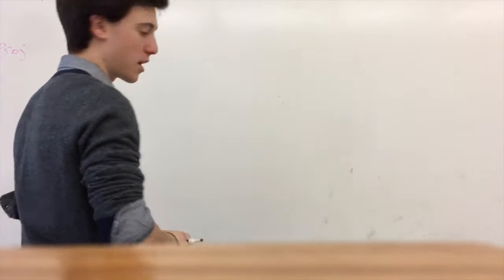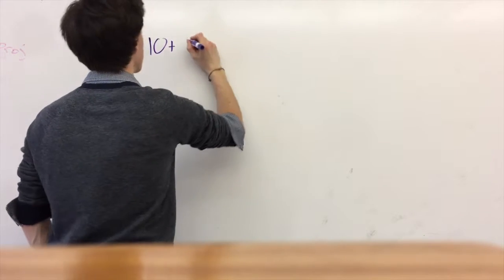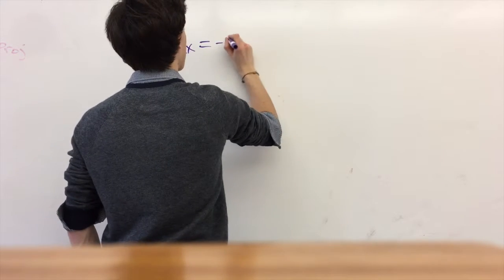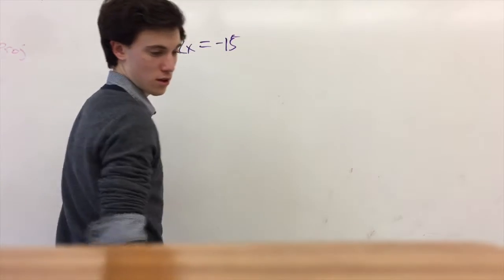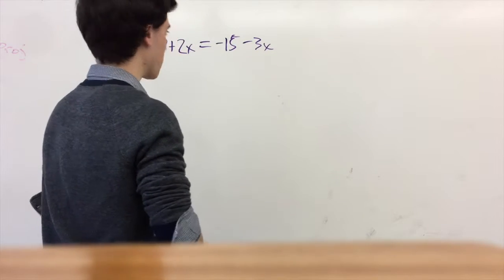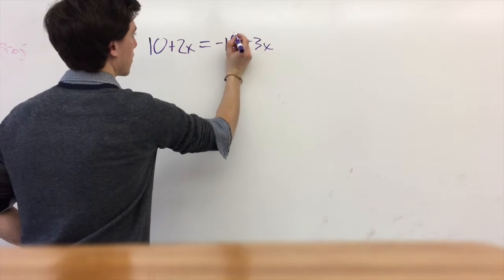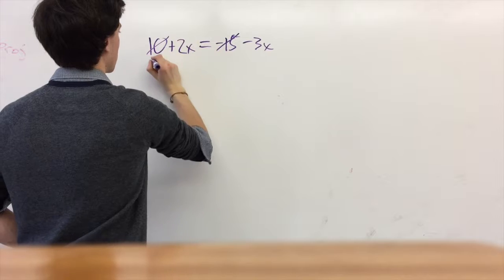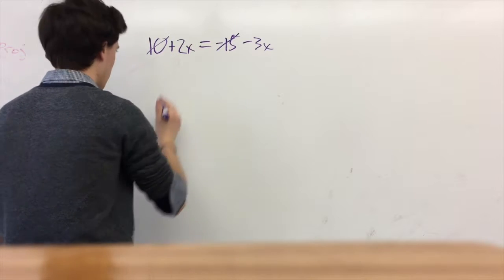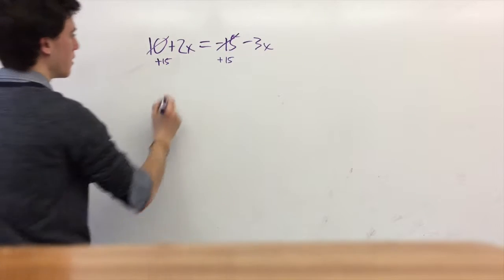Problem number 3, setting up a multi-step equation. Start off on the left side, 10 plus 2 times x, and that is equivalent to negative 15 minus 3x. To solve this equation, we're first going to isolate the x, so we're going to initialize that step by adding 15 to both sides. Since it's a negative, you're going to add.